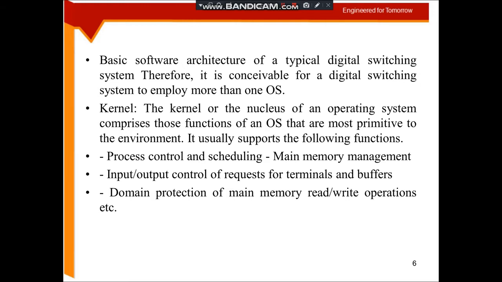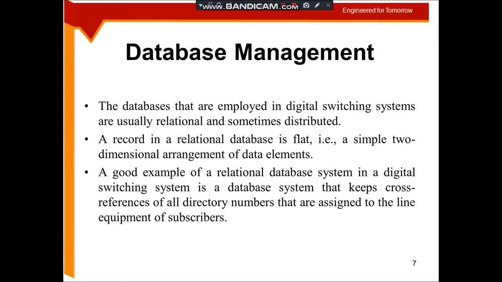Okay, next, database management. The database means, data is nothing but an information. So databases that are employed in digital switching systems are usually relational and sometimes distributed. A record in a relational database is flat, that is a simple two-dimensional arrangement of data elements. A good example of relational database systems in a digital switching system is database systems that keeps cross-reference of all dictionary numbers that are assigned to the line equipment of the subscribers.